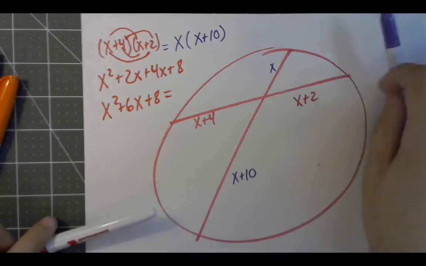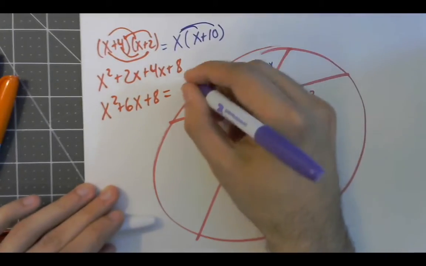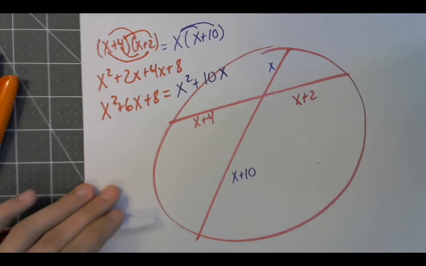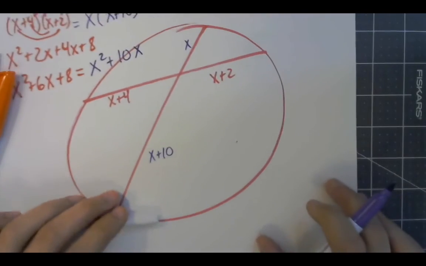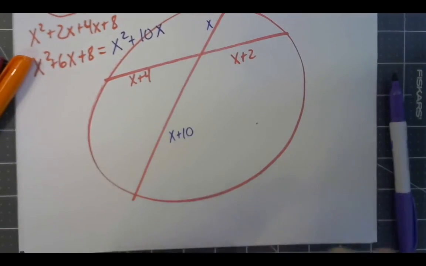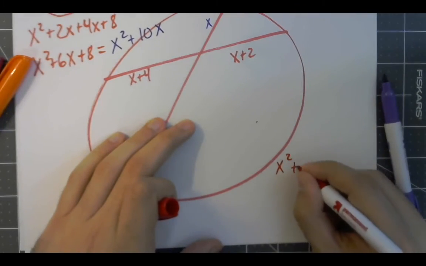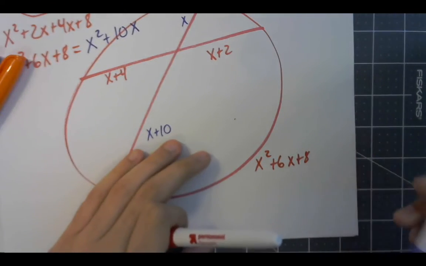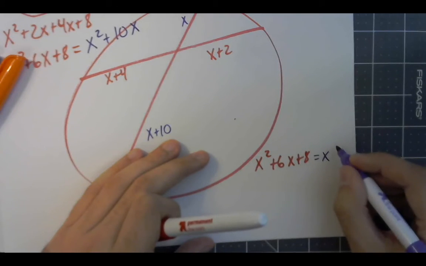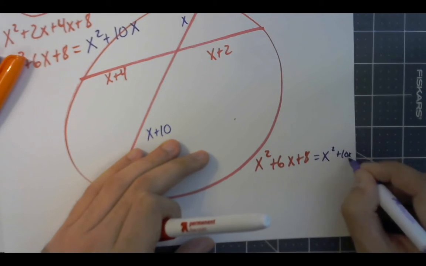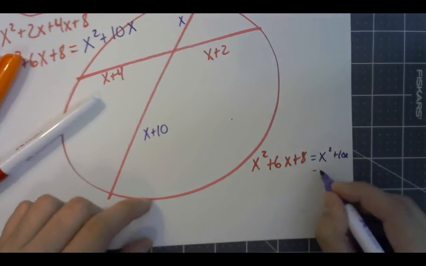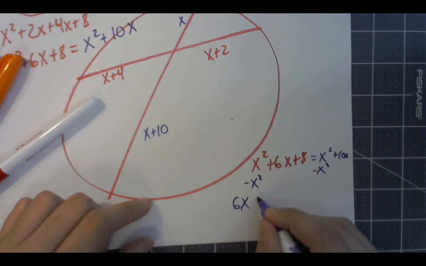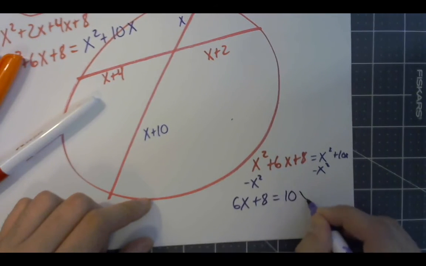The right side of our equation is a little easier. We'll just distribute that x to both. So we have x squared plus 10x. Okay, I'm going to move it down here so I have a little more room. We have x squared plus 6x plus 8. I'm just copying it down so I can have a little more room on the bottom. Right out of room on the side. That's fine. Subtract x squared on both sides, and I'm left with 6x plus 8 equals 10x.